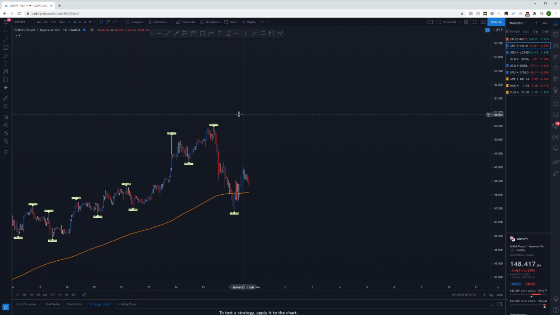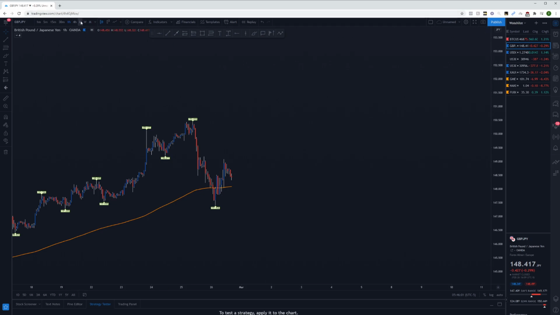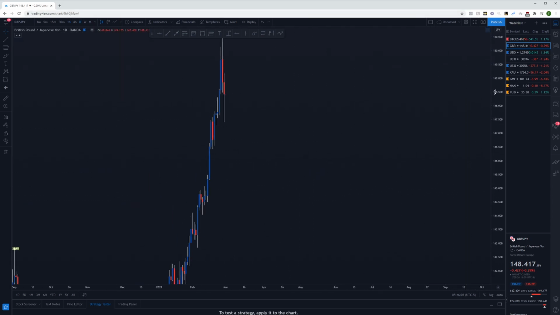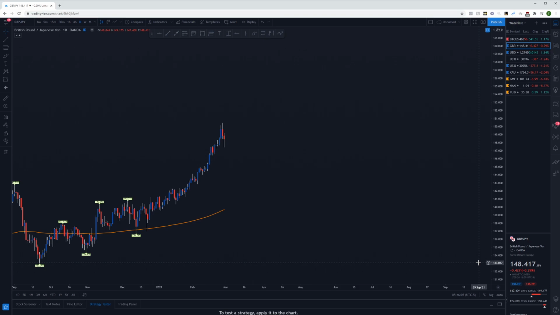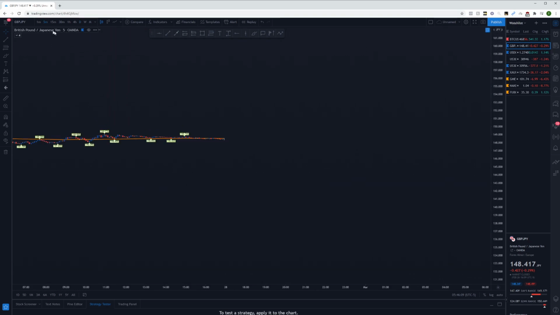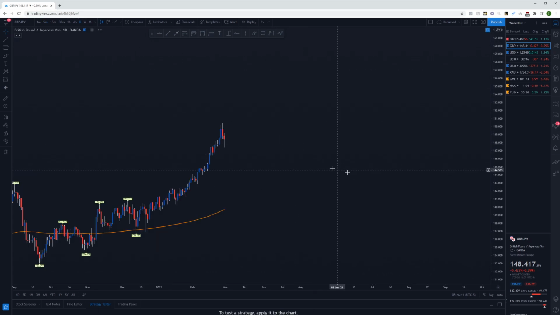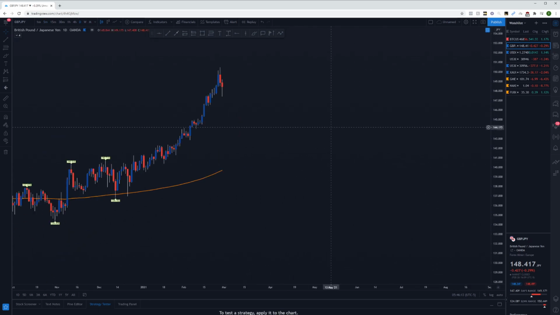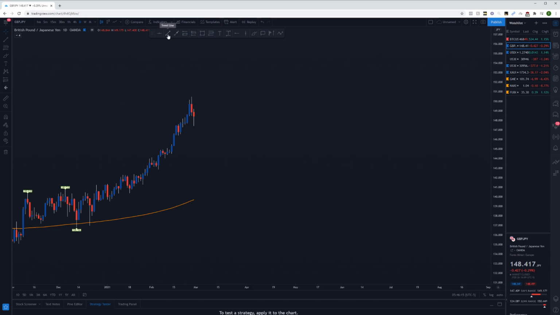But here we go. So we always want to start off on the daily time frame, right? Because the daily time frame, when you start from top to bottom, you're gonna see the bigger picture of the chart instead of just looking at the 5 minute or the 1 minute, which doesn't really allow you to see anything that's happening in the market in a bigger picture.